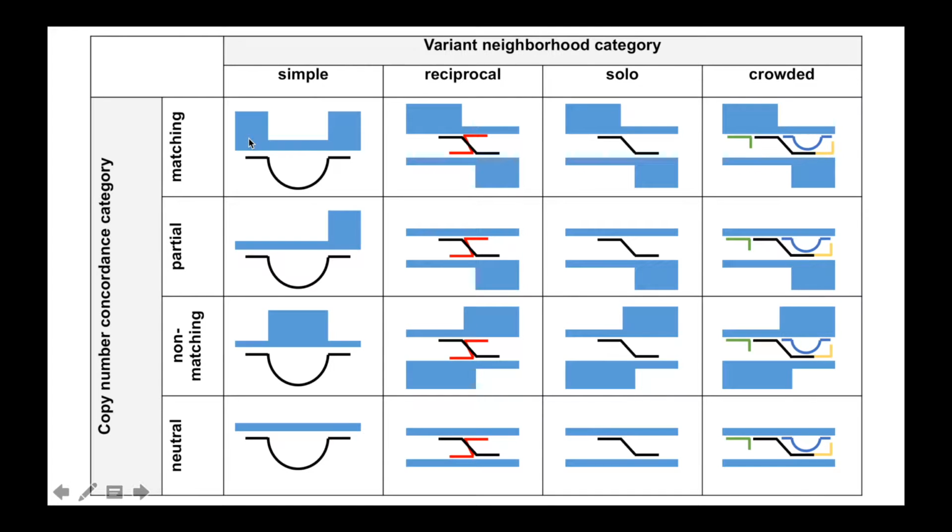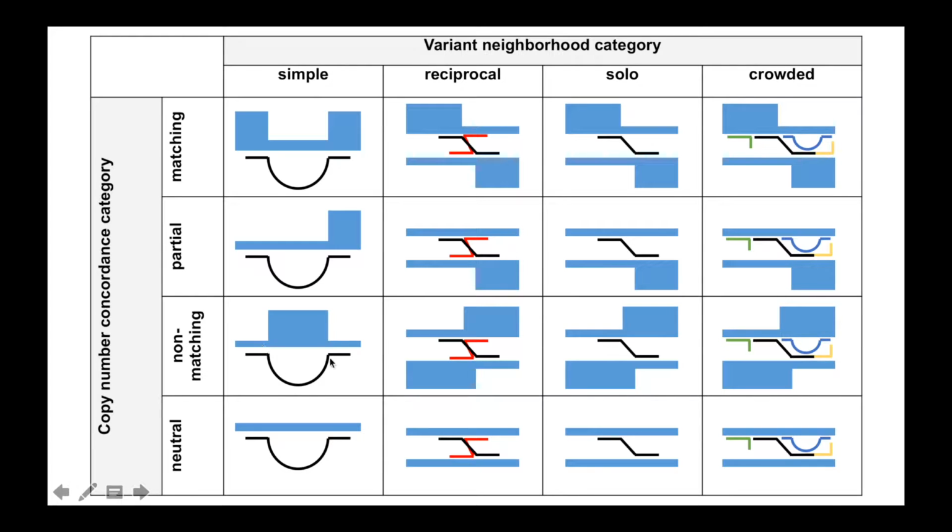So for the copy number concordance category, matching means that both breakpoints of the variant have a matching copy number change. Here it means you have this decrease right here, you have an increase over here, it matches with how the feet are located, and you see the same thing for these other types over here. Partial means that only one of the two breakpoints has a matching copy number, but it does have to be matching in the correct direction and everything. And that's again the same for all of these. It's regardless of the variant neighborhood category. It just means what is the copy number doing around these two breakpoints.